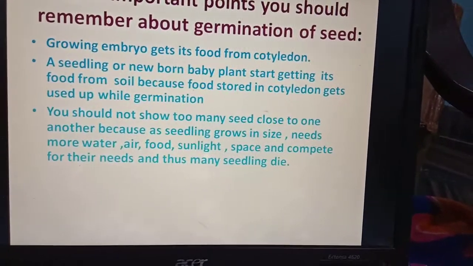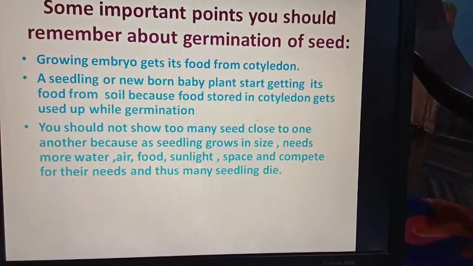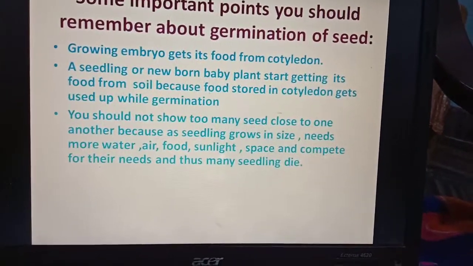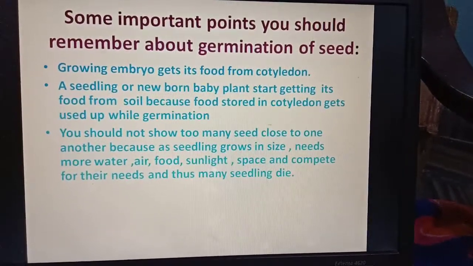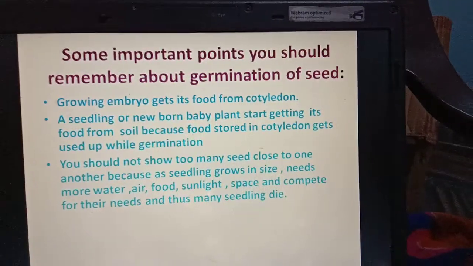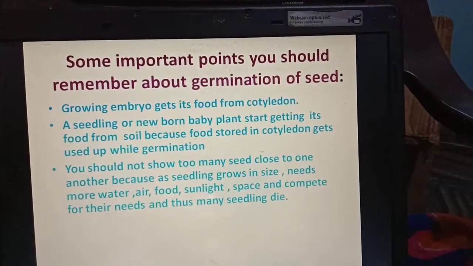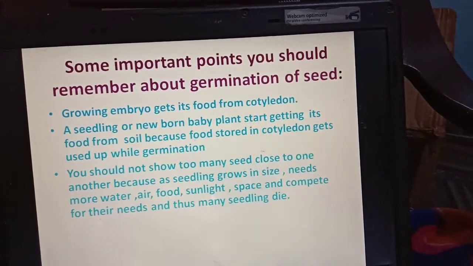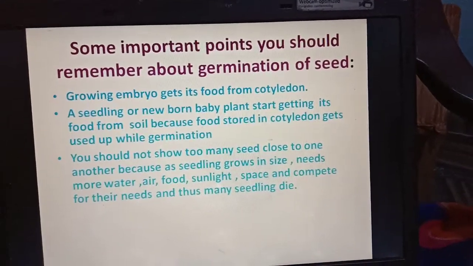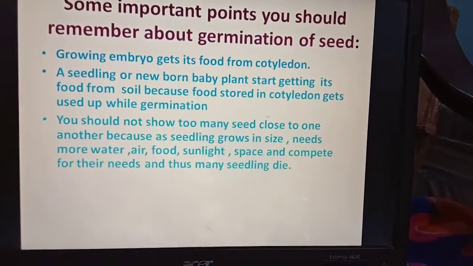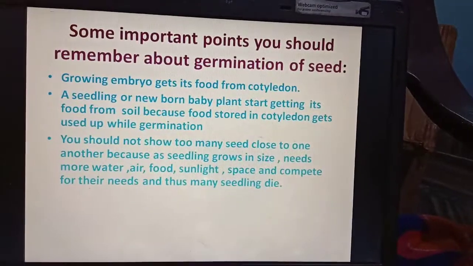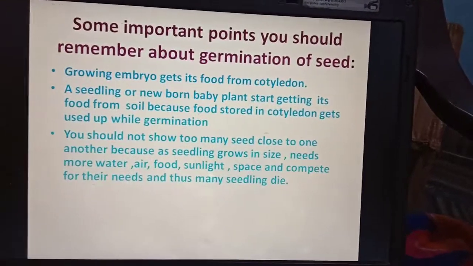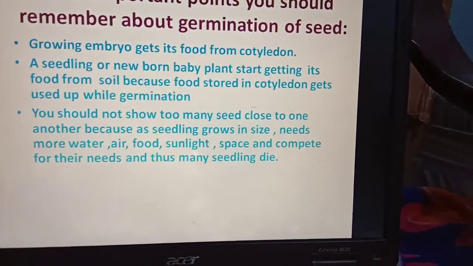You should not sow too many seeds close to one another. Why? Because if you sow so many seeds together, then they will compete for their needs. Some will get less nutrients, less water, and less proper conditions to grow, and then they will die. So that's why you should sow the seeds with a distance. Then they will get proper space, air, warmth and nutrients to grow into a good plant.